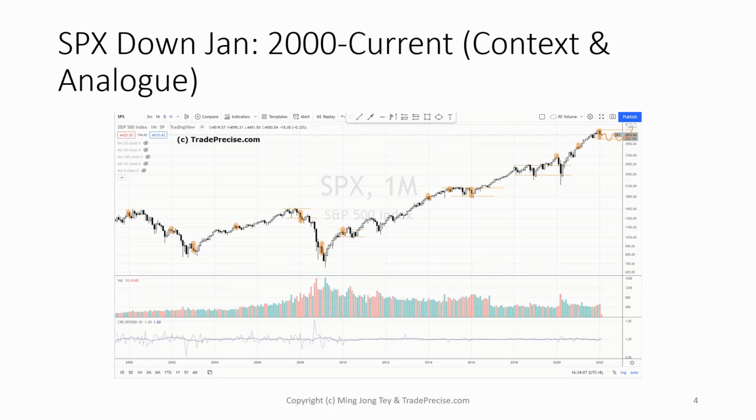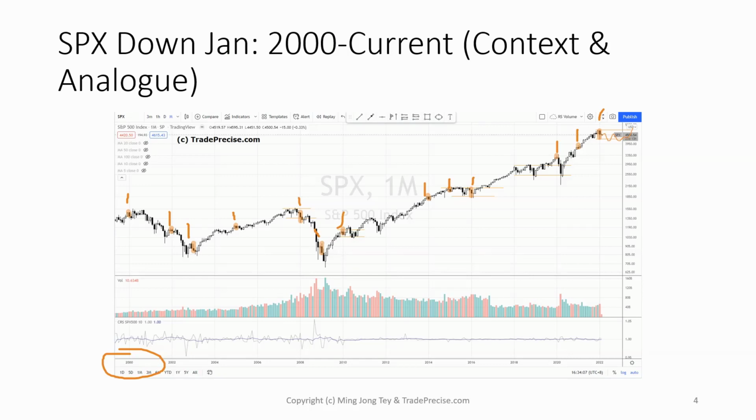Let's take a look at this chart here. This is a monthly chart of the S&P, so each bar represents one month. I have highlighted the down Januaries: this is a down January, down January, down January, down January, and so on. Since 2000 we have about 13 events, 13 down Januaries, where January ended as a bearish, down month.